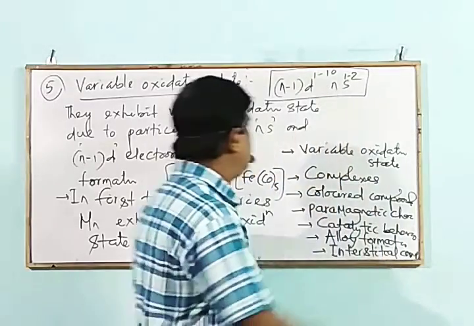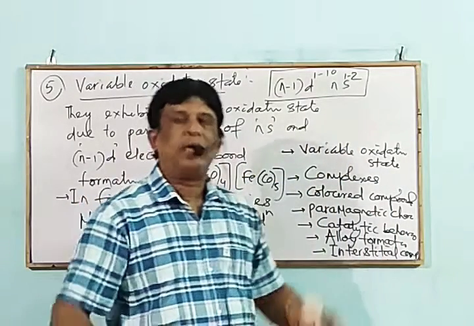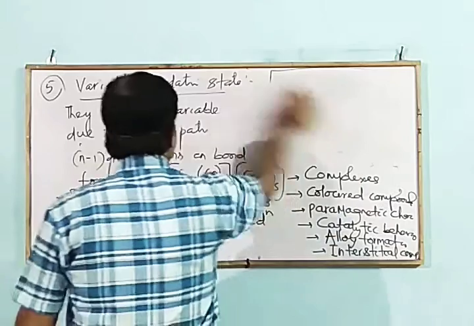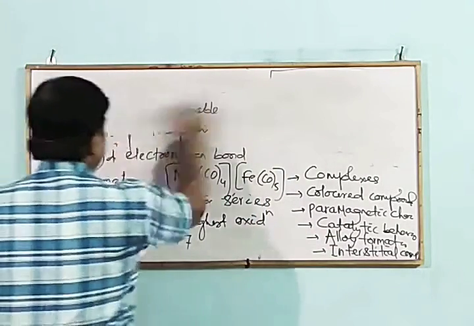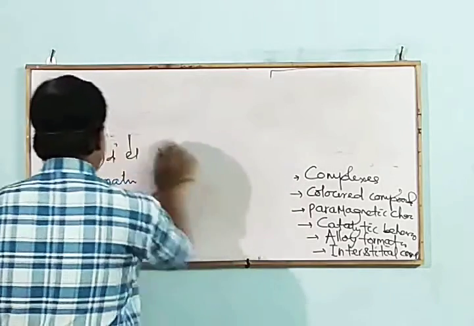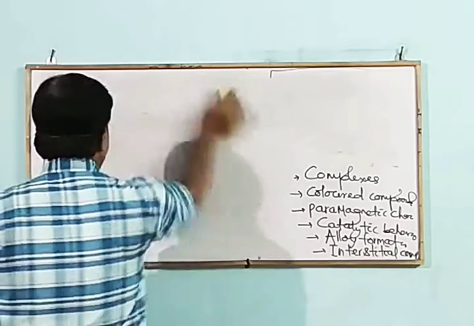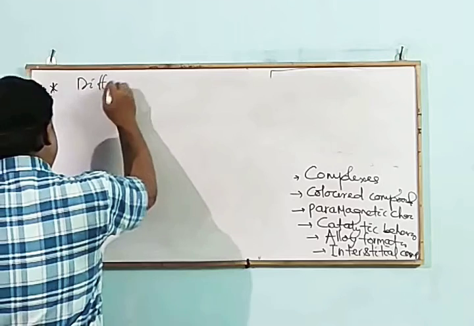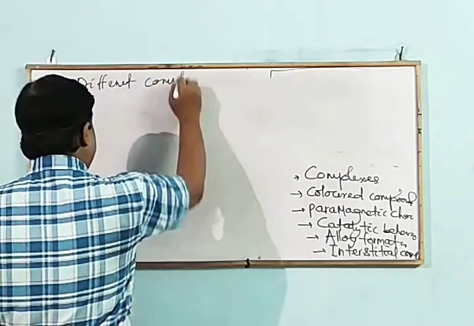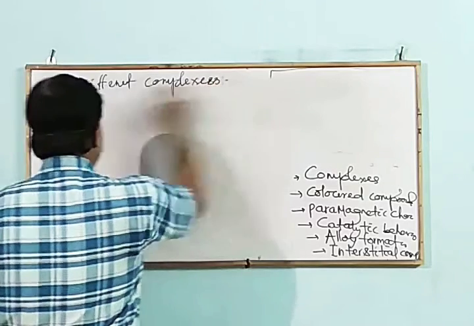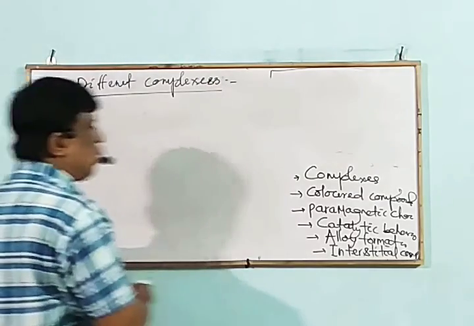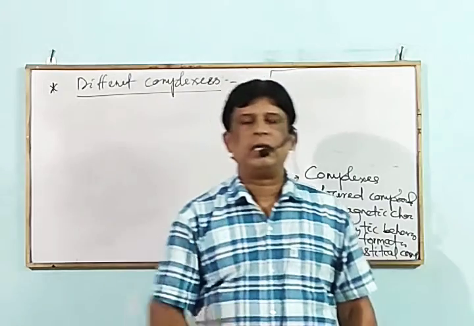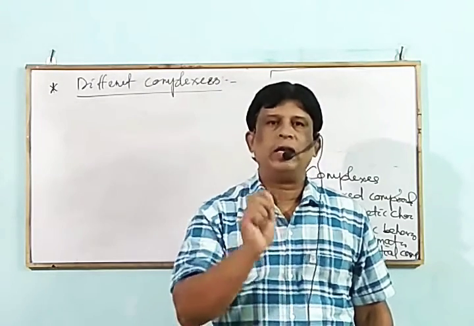Next, we switch over to another point, that is the tendency to form complexes. They have the tendency to form different complexes. They have the capacity to form different complexes. Most of the transition elements form different complexes, and this is due to three to four points.